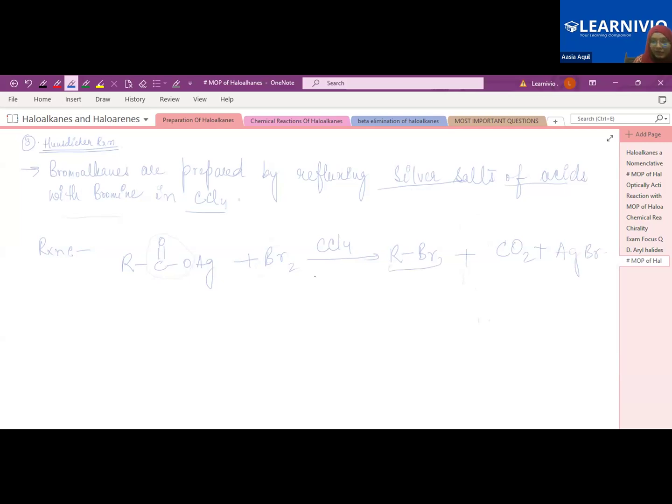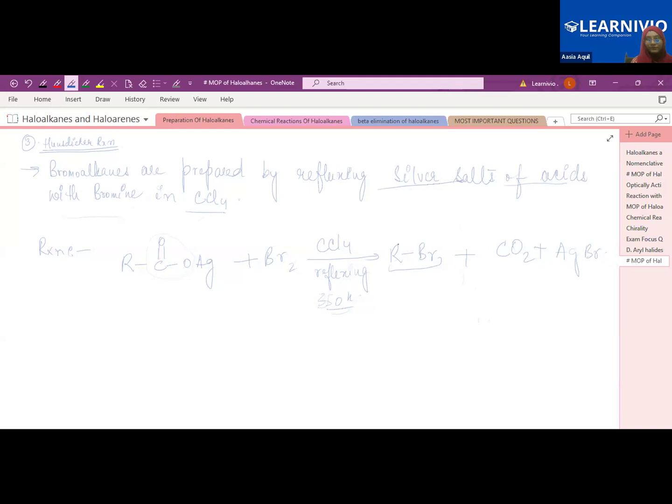Okay. So what happens here? Refluxing. Refluxing happens at a high temperature, 350 Kelvin. The temperature here is 350 Kelvin. So what happens? Reflux occurs, a continuous cycle of evaporation, then condensation. So by refluxing silver salts of acid with bromine in carbon tetrachloride, it will give you the corresponding bromoalkanes. That's the Hunsdiecker reaction. Is it clear?